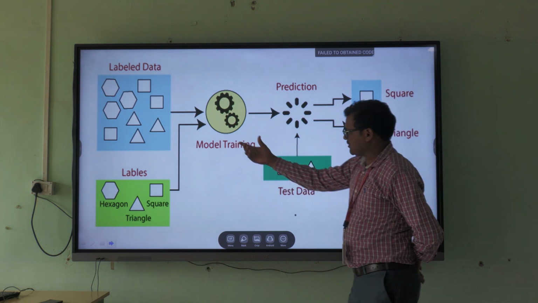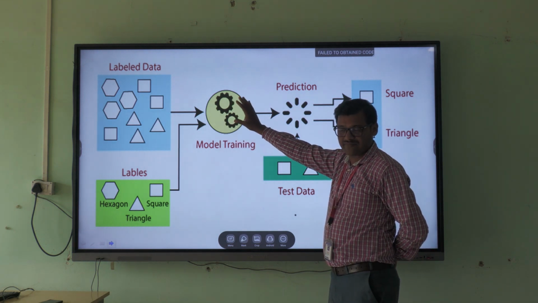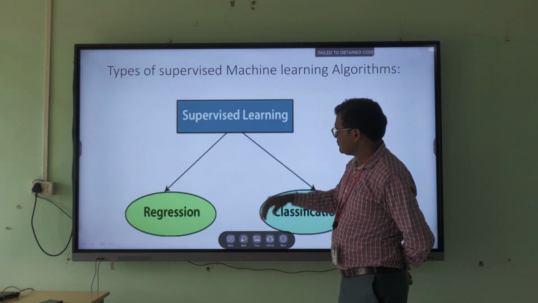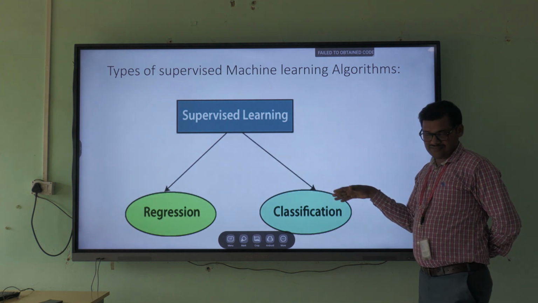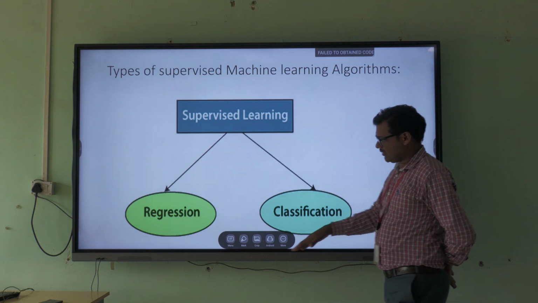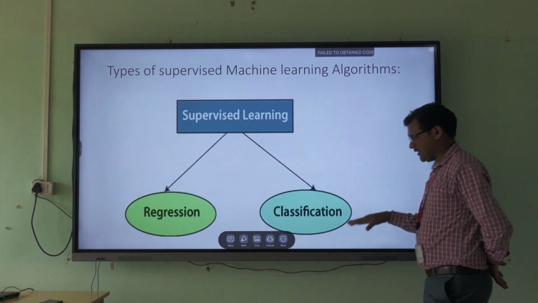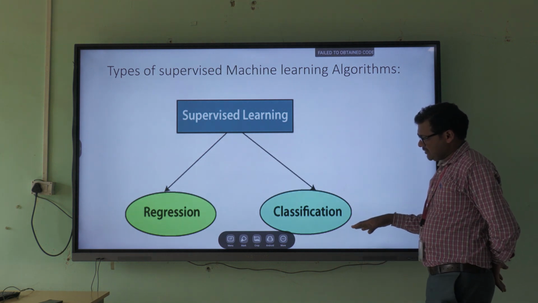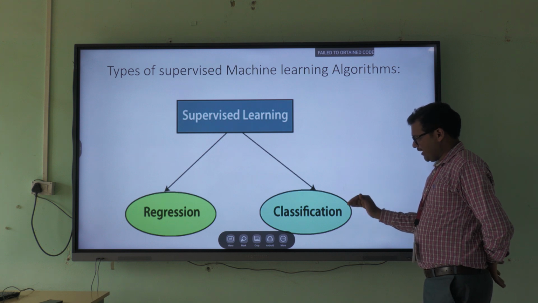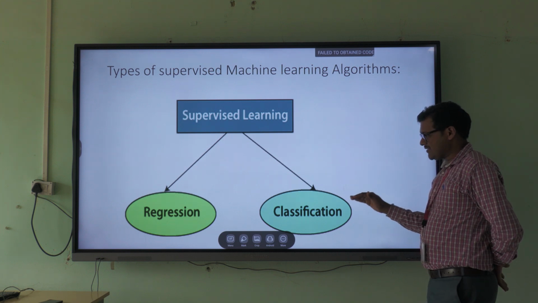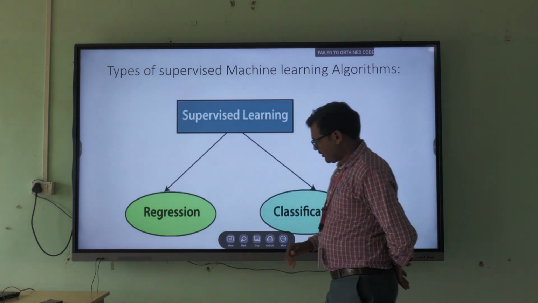There are different algorithms as part of supervised learning, and we can use any of them. Supervised learning is classified into two things: one is regression, another is classification. What is regression, what kinds of regression are available, and what is classification, and how is classification achieved? We will see.